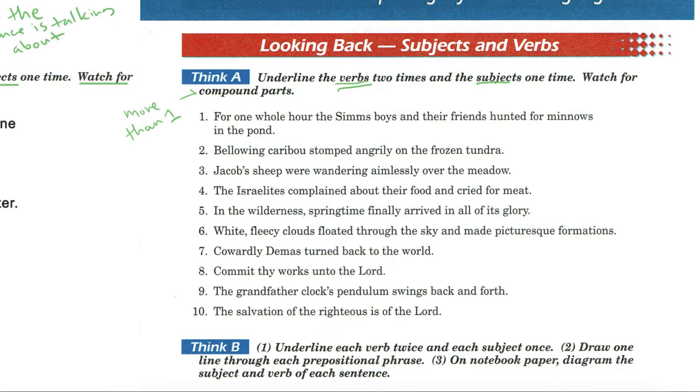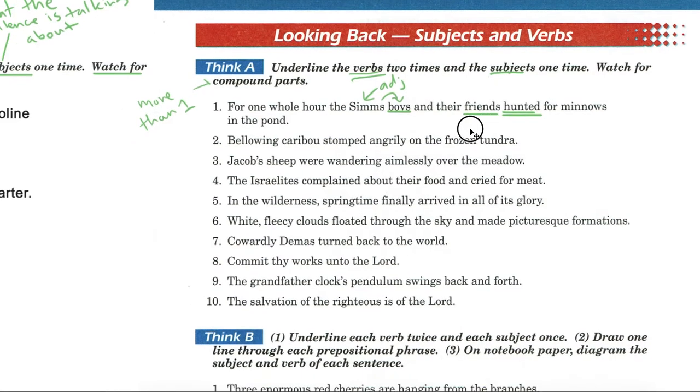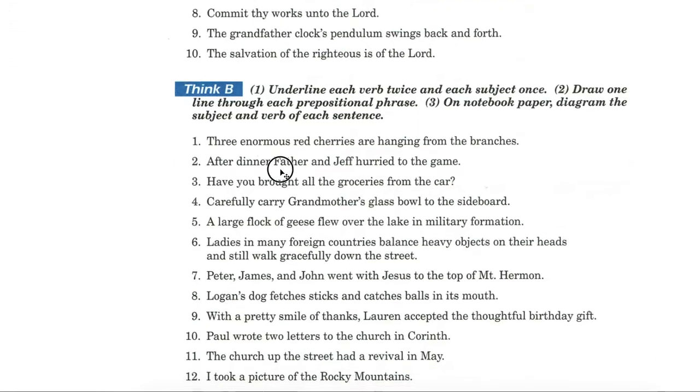We do the same thing for the rest of think A. We'll do number 1 together. For 1 whole hour, the Sims boys and their friends hunted for minnows in the pond. What's the verb here? What's the action word? They hunted, right? What's the subject? Who hunted? The boys, and you might be tempted to underline Sims boys, but Sims in this case is an adjective because it describes boys. And their friends, so it's a compound subject. Hunted, right? So boys and their friends hunted. Yep, that's a complete sentence. So do the rest of think A.